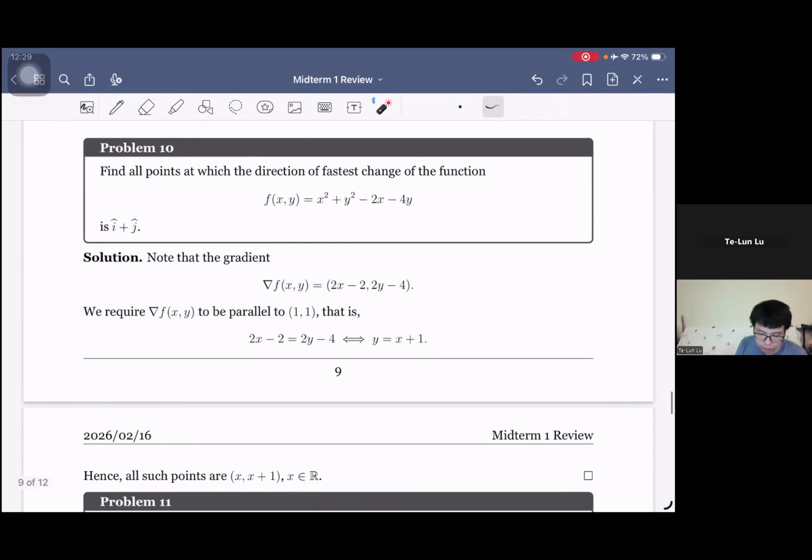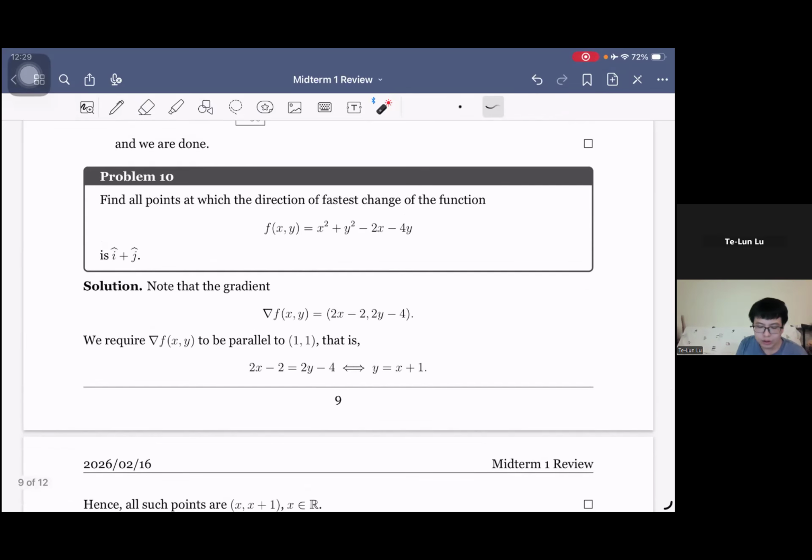Right. So for problem 10, we're asking in which direction is the fastest change of this function, f of x, y, at the point I plus j. We already know that this whole sentence means that you're finding the direction of the gradient, right? So first of all, let us find the gradient. The gradient of f of x, y is given by 2x minus 2 and 2y minus 4.